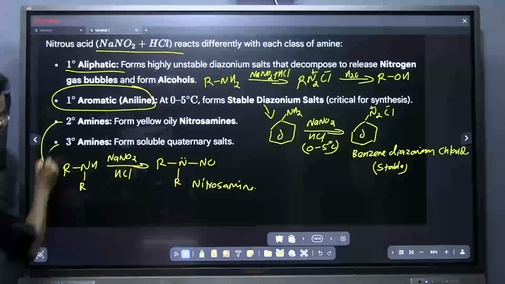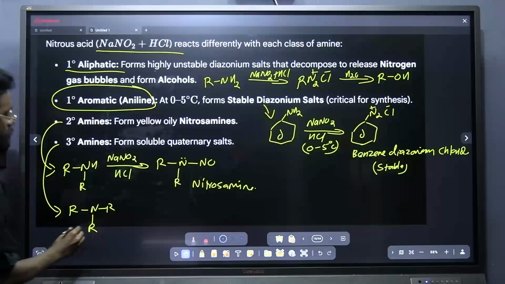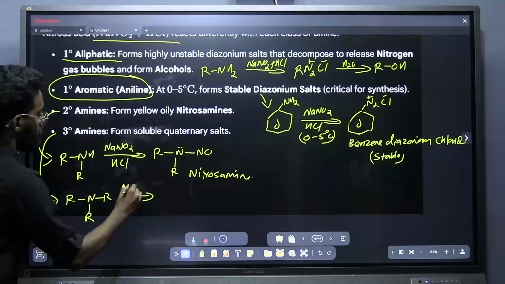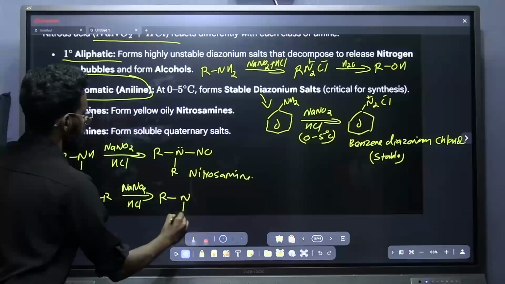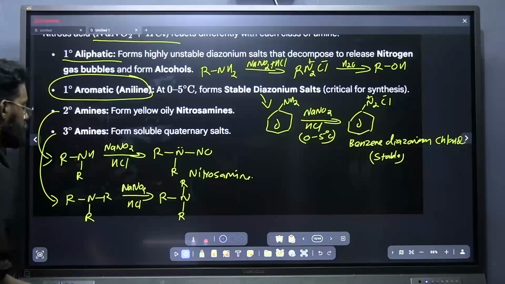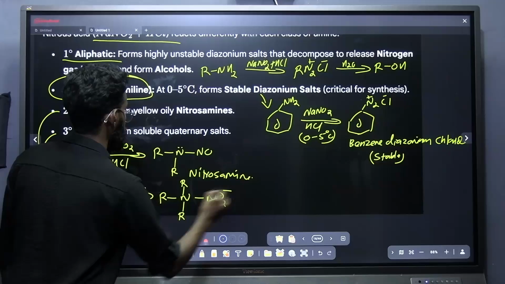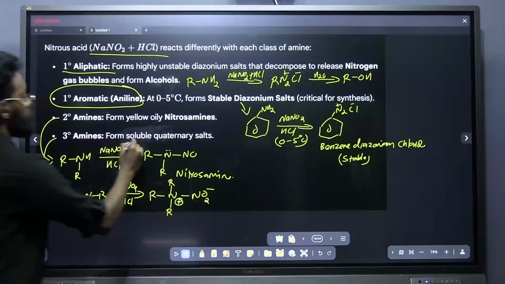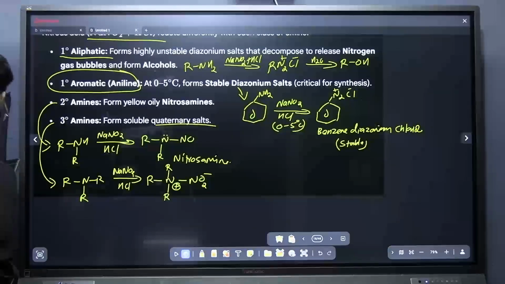Now if I am taking a tertiary amine, R3N, what is the product we are getting? With NaNO2 in the presence of HCl, I will be getting a quaternary salt, that is a soluble quaternary salt with NO2 minus. This is the product that I will be getting on reaction.